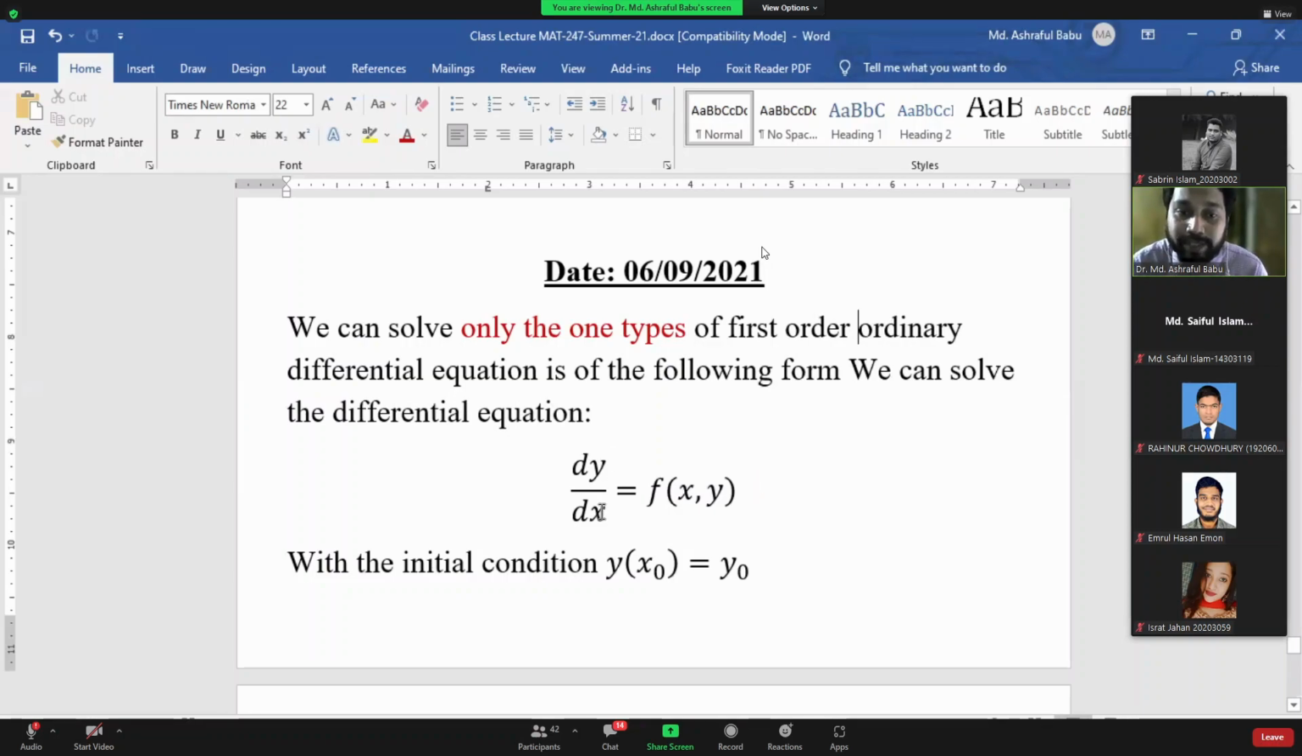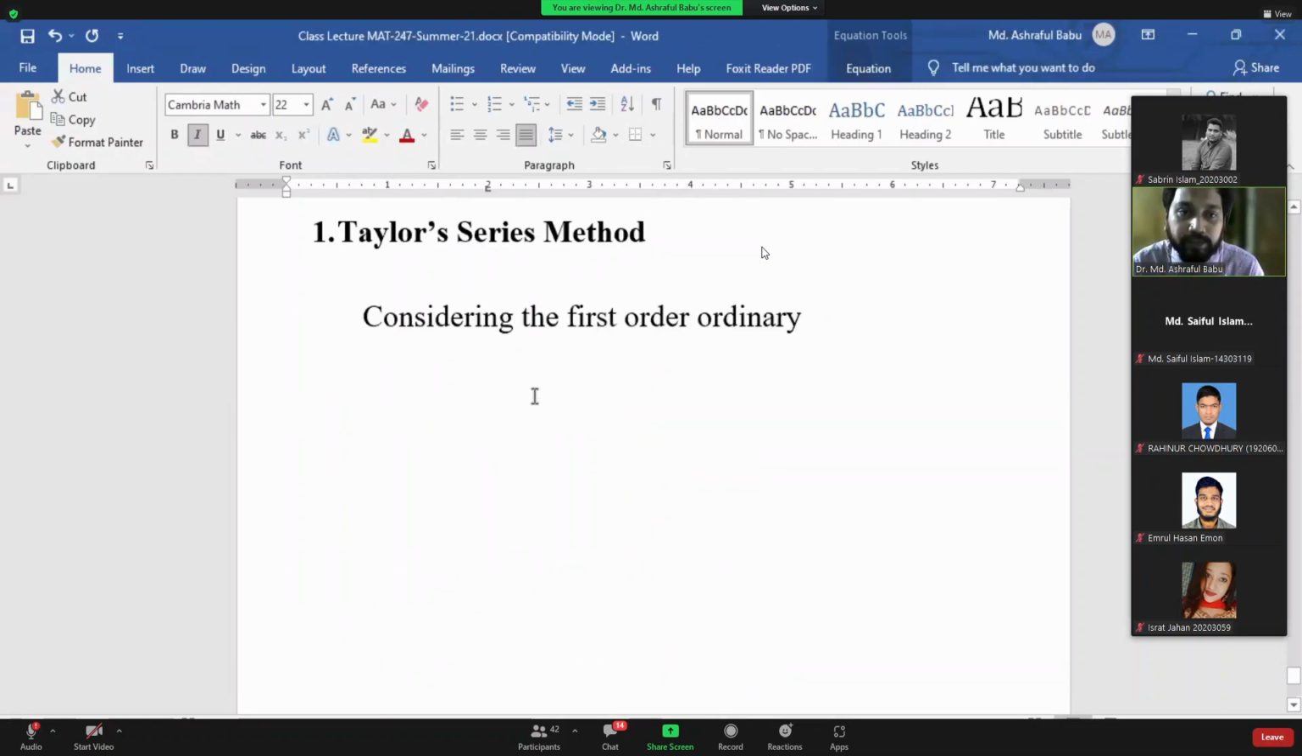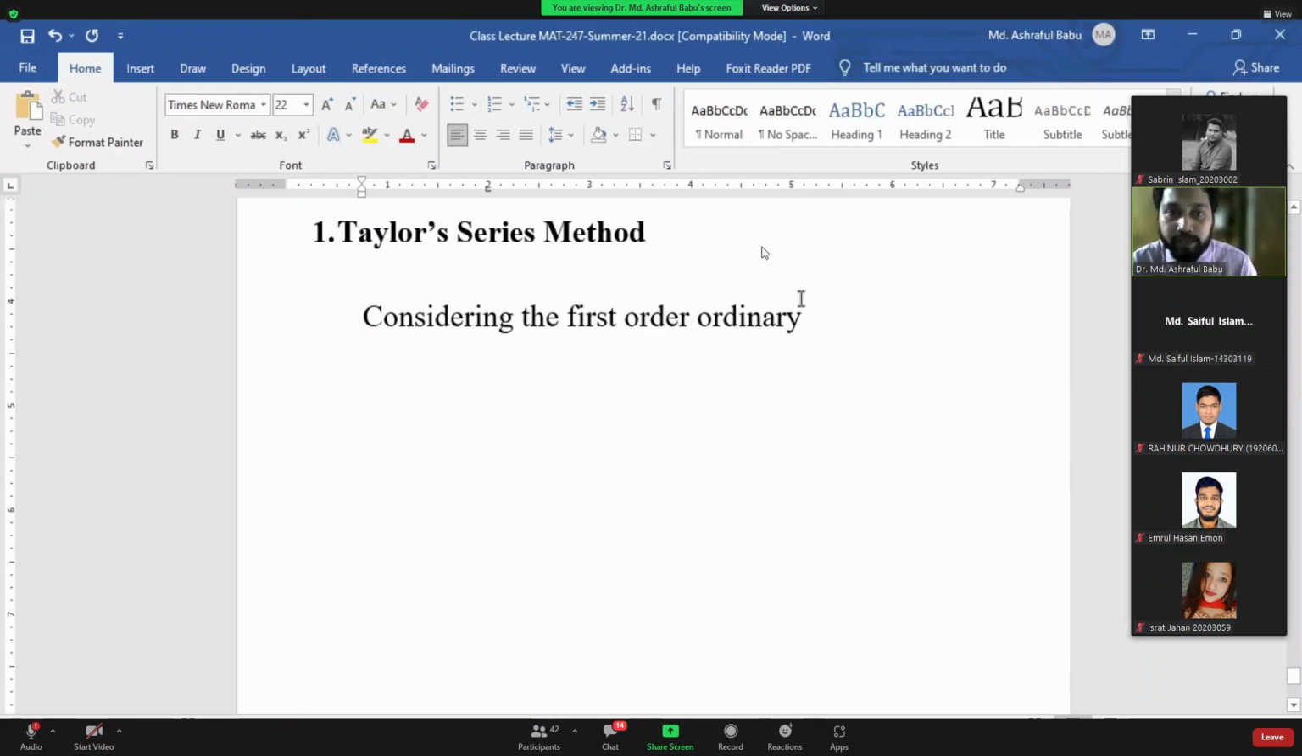That is, when d square y by dx square or d cube y by dx cube appear, these types of equation we cannot solve. We can only solve first order. So I'm not writing first order because it is shown that this is first order. If you know differentiation and what order is, then you understand.